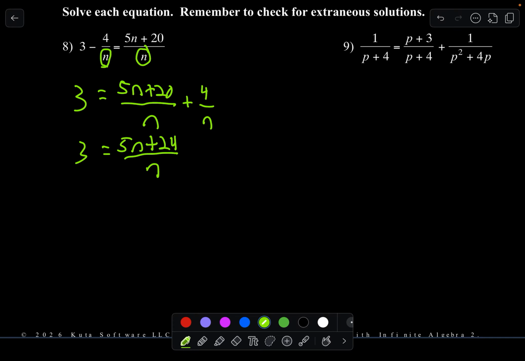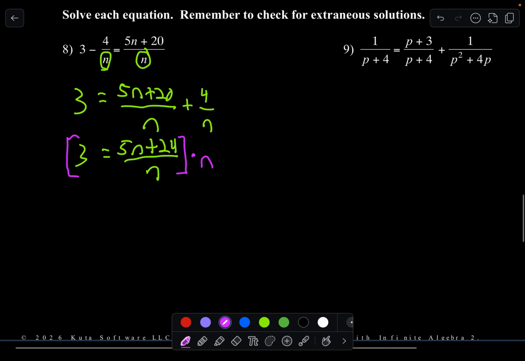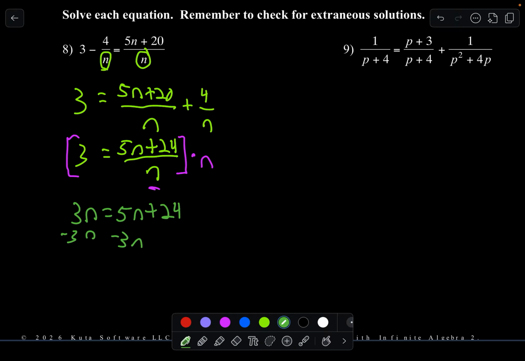Now, multiply both sides by n to get rid of the denominator here, and we end up with 3n equals 5n plus 24. Combining like terms, or again, the variables to the same side, subtracting 3n gives us 2n. Subtracting 24 gives us a negative 24 on this side. Dividing by 2, we get n equals negative 12.